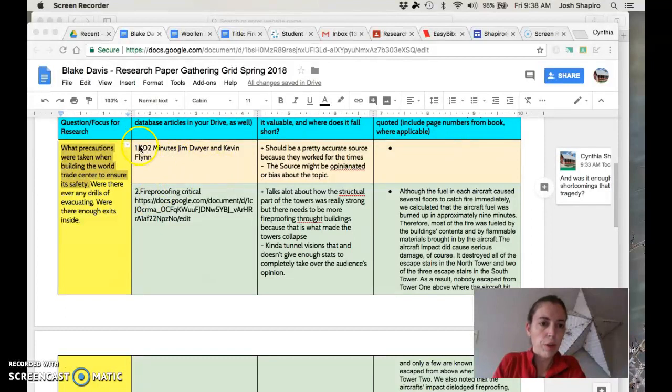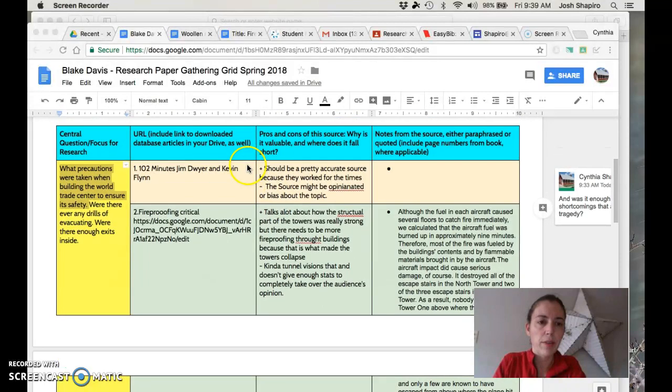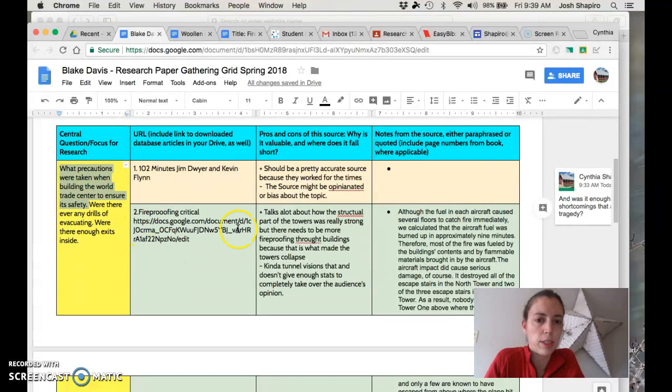And then also over here, the only thing you were really missing from your gathering grid is you've got to have some kind of information from your book. You're in luck because there's an index in your book, so you can actually go and look in the back of the book to find out where things are about stairs and emergency exits. And what else could you look for? You could look for evacuation, you could look for drills, you could look for precautions, like you've got as a word in your actual question and stuff like that.